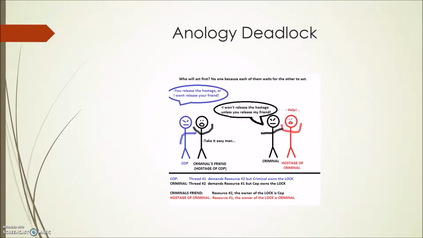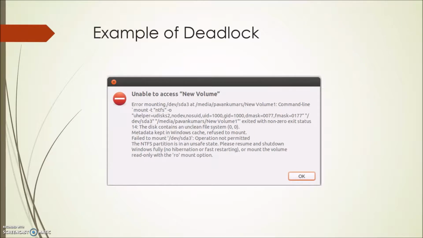To simplify how deadlock works, this is an example of how deadlock might happen in a real life situation. As you can see, the cop already has the criminal's friend as a hostage and won't release him unless the criminal releases the hostage, while the criminal also won't release the hostage unless the cop releases his friend. This is another example of a deadlock that might happen in your computer.